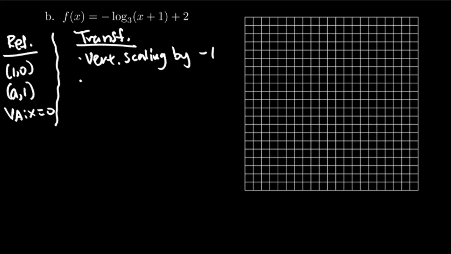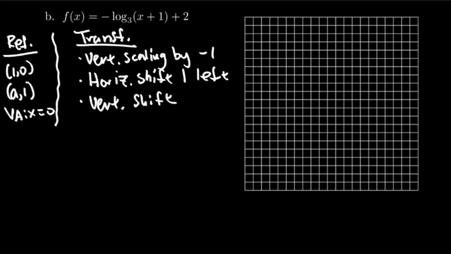All right, so then we have no horizontal scaling, but we have a horizontal shift, one to the left, because we have this plus here. And then we have a vertical shift up. Okay, so let's look at how this looks. So scaled points, and then shifted points.